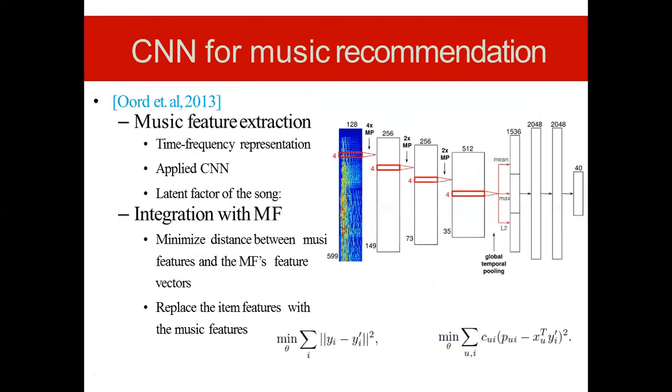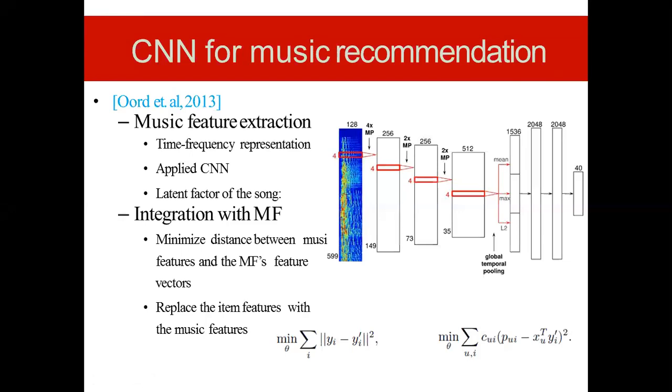Another work applies a convolutional neural network to music recommendation. First of all, we can represent the music data by using so-called time-frequency representations, or MFCC. It's kind of like 2D data, so that's why you can apply a CNN to those data to get the latent representation for the music.